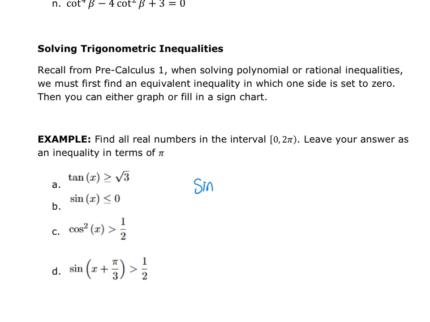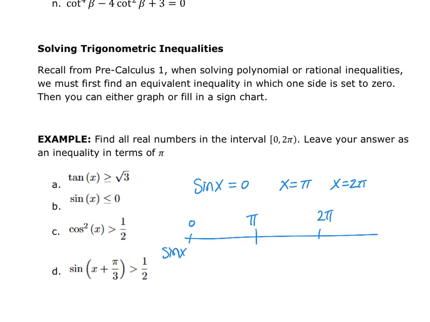So the sine of x is equal to 0 when x is equal to pi and when x is equal to 2 pi. So if I then break this up, just like we did in pre-calc 1 in terms of a sine graph, then on just a number line, I have pi, I have 0, and I have 2 pi. And then here's my sine of x.